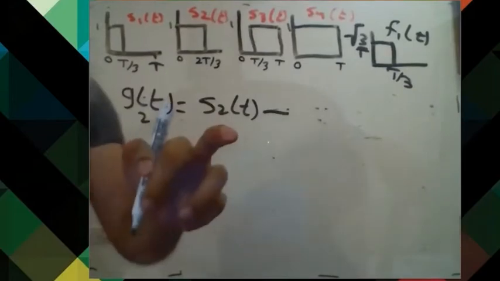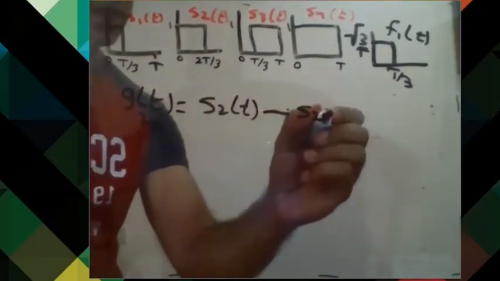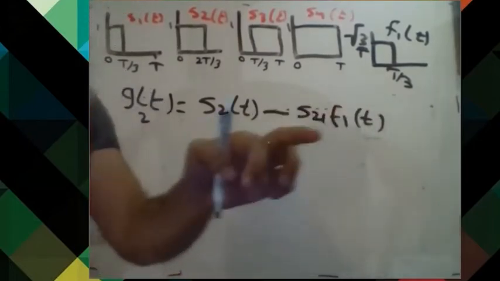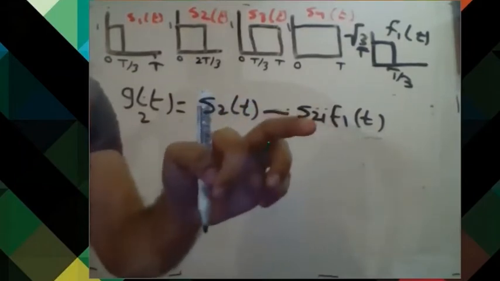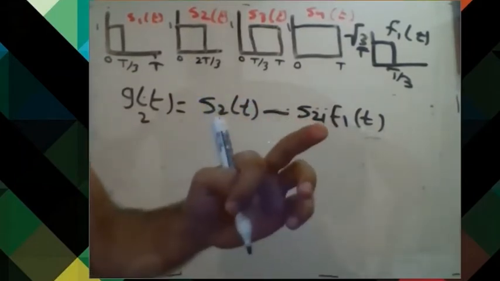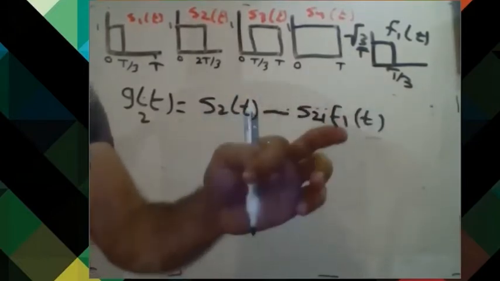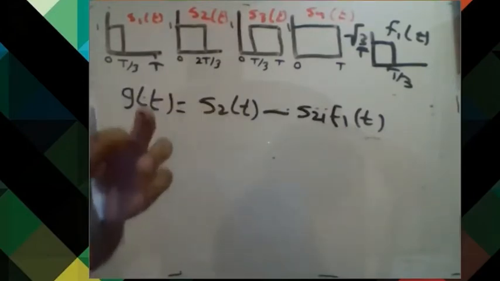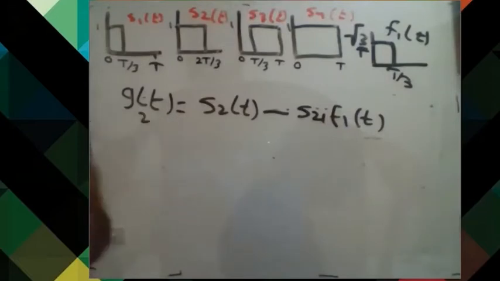So I remove S21 times F1(t). F1(t) is the orthogonal signal, S21 is the magnitude of the second signal under the curve of the first orthogonal signal, and I'll remove this whole magnitude of the first orthogonal signal from the second signal, so the resultant signal will be orthogonal to F1. That was the whole theory that we discussed in the previous lecture.